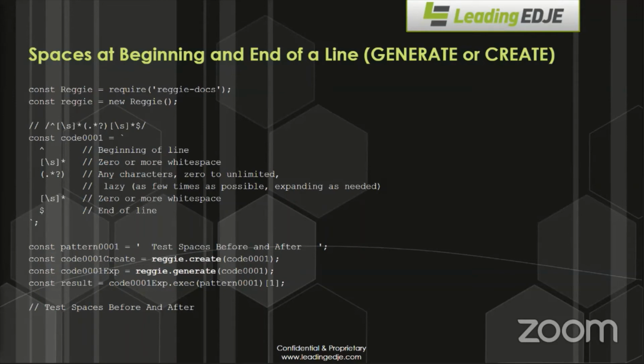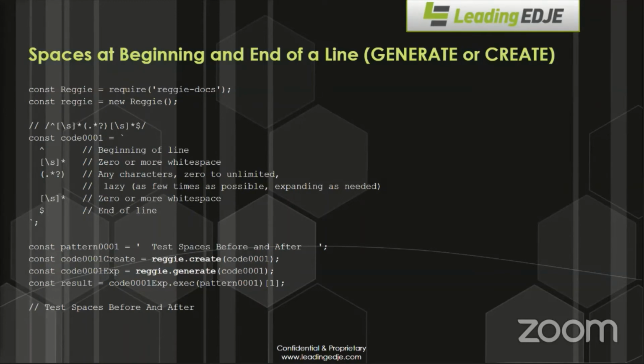So I've got the caret, I've got the $ sign, the beginning of the line, the end of the line. You can see where the 0 or more white space is duplicated now. Wrapped around that, any character, 0 to unlimited, lazy, as few times as possible, expanding as needed. This now becomes something that's much easier to figure out what's going on. And I don't know about you, but one of the things that I noticed really quickly as I use Regidocs a little more frequently is it's a lot easier for me to parse out what's going on in that regex in my head when it's broken up like this on multiple lines into multiple simple segments.